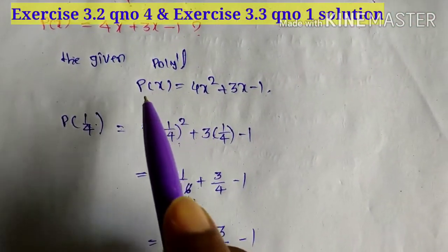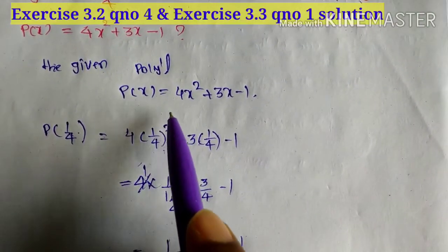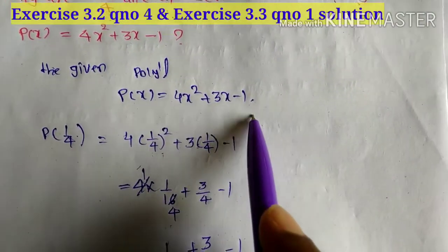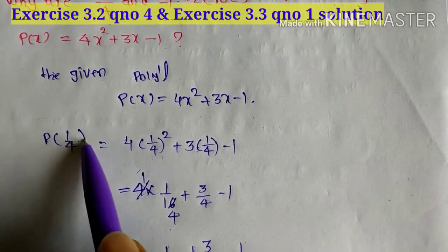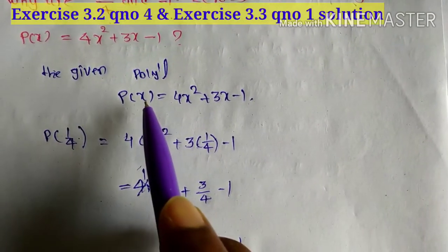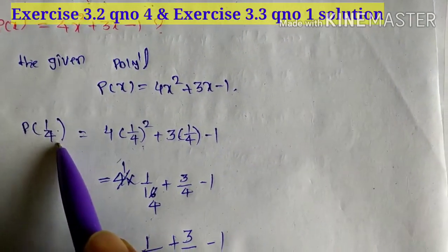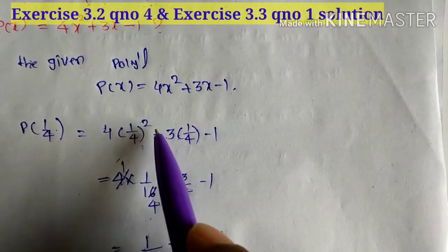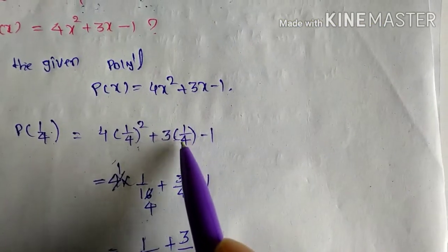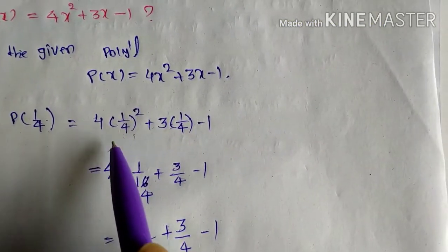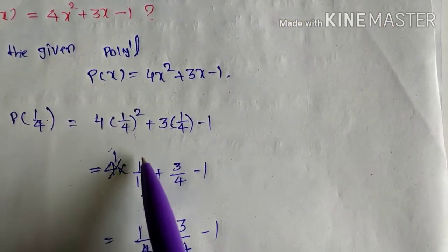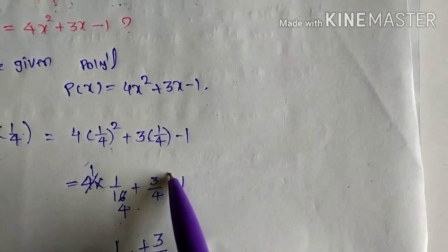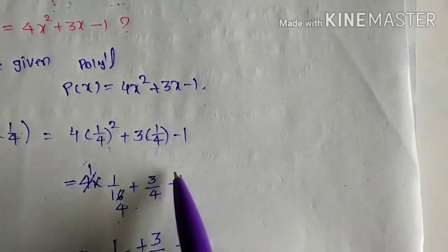First of all, I am writing here, the given polynomial p of x is equal to 4x square plus 3x minus 1. See here, I am substituting p of 1 by 4. That means wherever x is available, you can write x is equal to 1 by 4. That means 4 into x square means 1 by 4 whole square plus 3x means 3 into 1 by 4 minus 1. See here, 4 into 1 by 4 whole square means 1 square is 1 only, 4 square is 16. Plus 3 by 4, that means 3 into 1 by 4 is 3 by 4, minus 1.